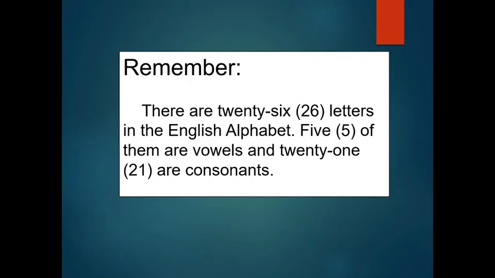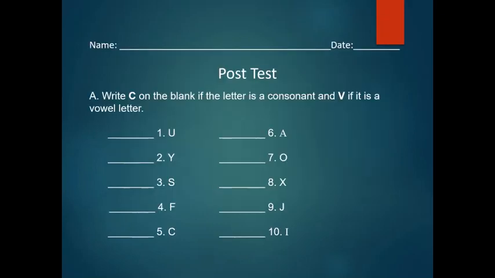Remember, there are 26 letters in the English alphabet. 5 of them are vowels and 21 are consonants. Now let's answer the post test. Write your name on top of your paper and the date of today.